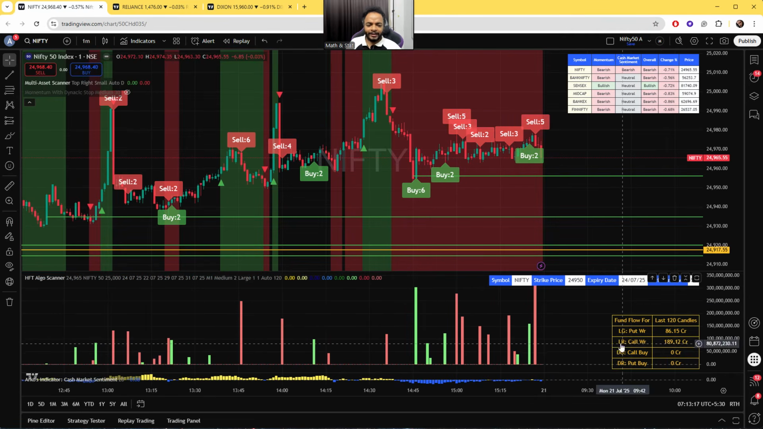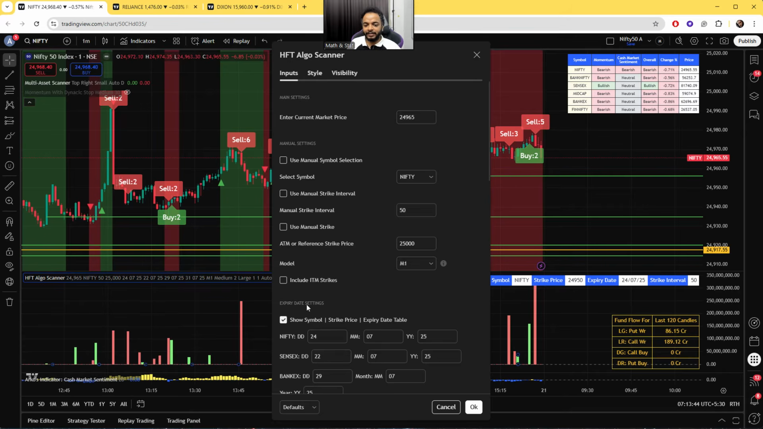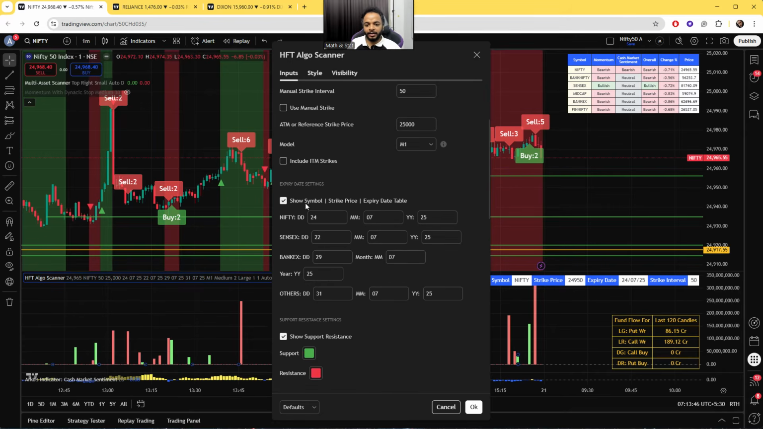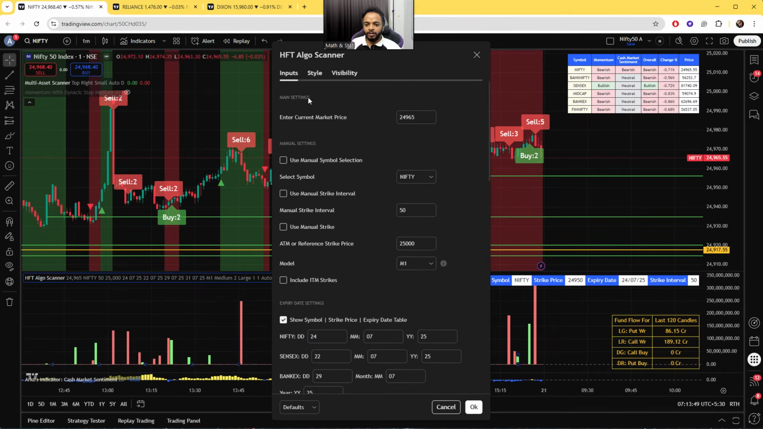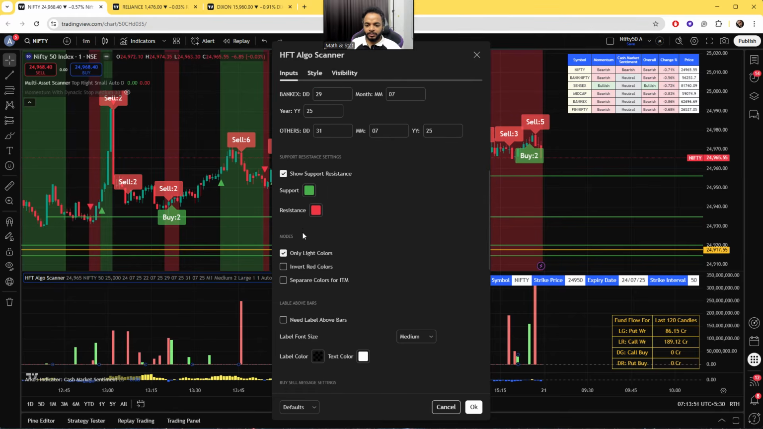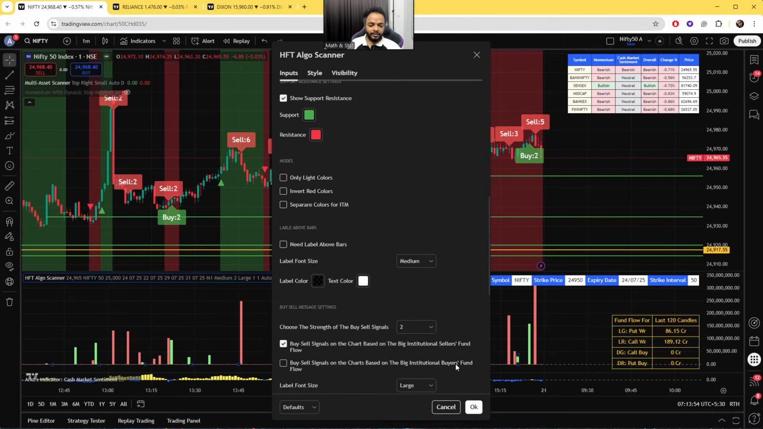First of all, you can see the fund flow. It will be written for the last 120 candles. Suppose you are on 1 minute time frame and it's written last 120 candles, that means for the last 2 hours: cumulative put writing, cumulative call writing, cumulative call buying, cumulative put buying. Now this call buying and put buying will show zero because I have selected to show only the light colors, that is the writers' color. If I uncheck it, it will come there.